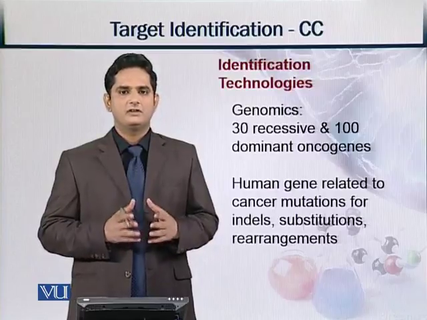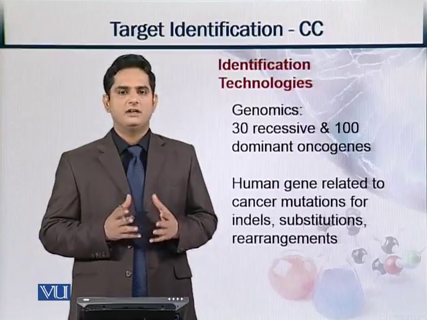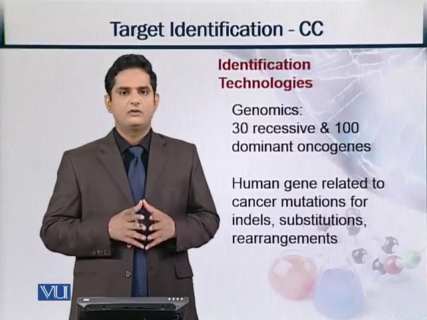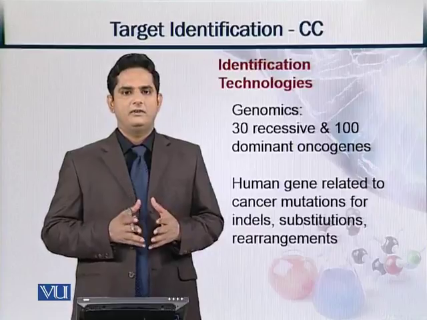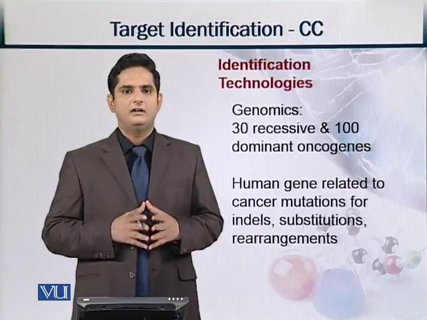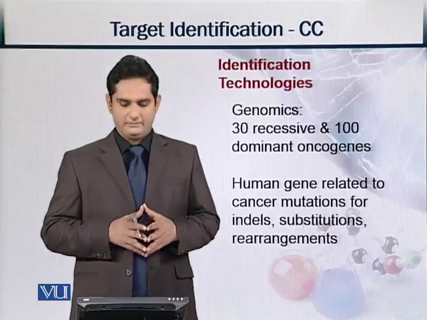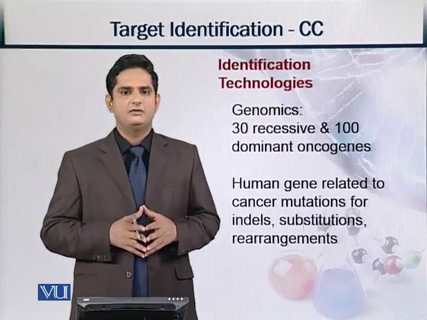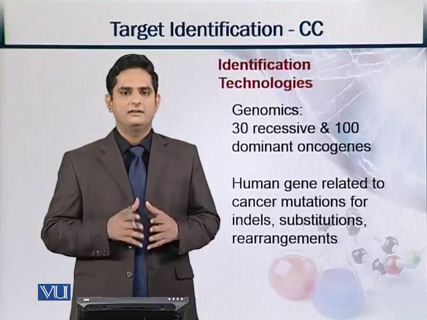Genome based information takes information about the genetics or genes of different organisms. For example, in humans we have roughly 30 recessive and 100 dominant oncogenes available. Oncogenes are genes which have the potential to produce or move towards cancer.